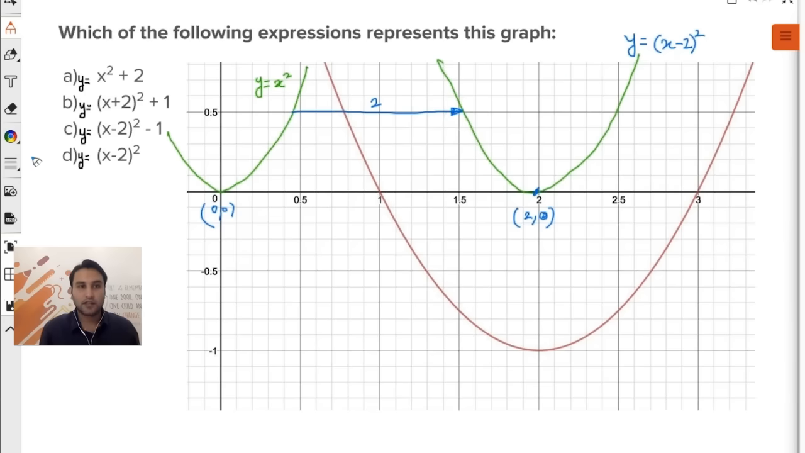Now you want to shift this green graph down. You shift it down by how much? See, this is minus 1. Shift it down by 1. So if you want to shift it down by 1, there are two ways to see it.